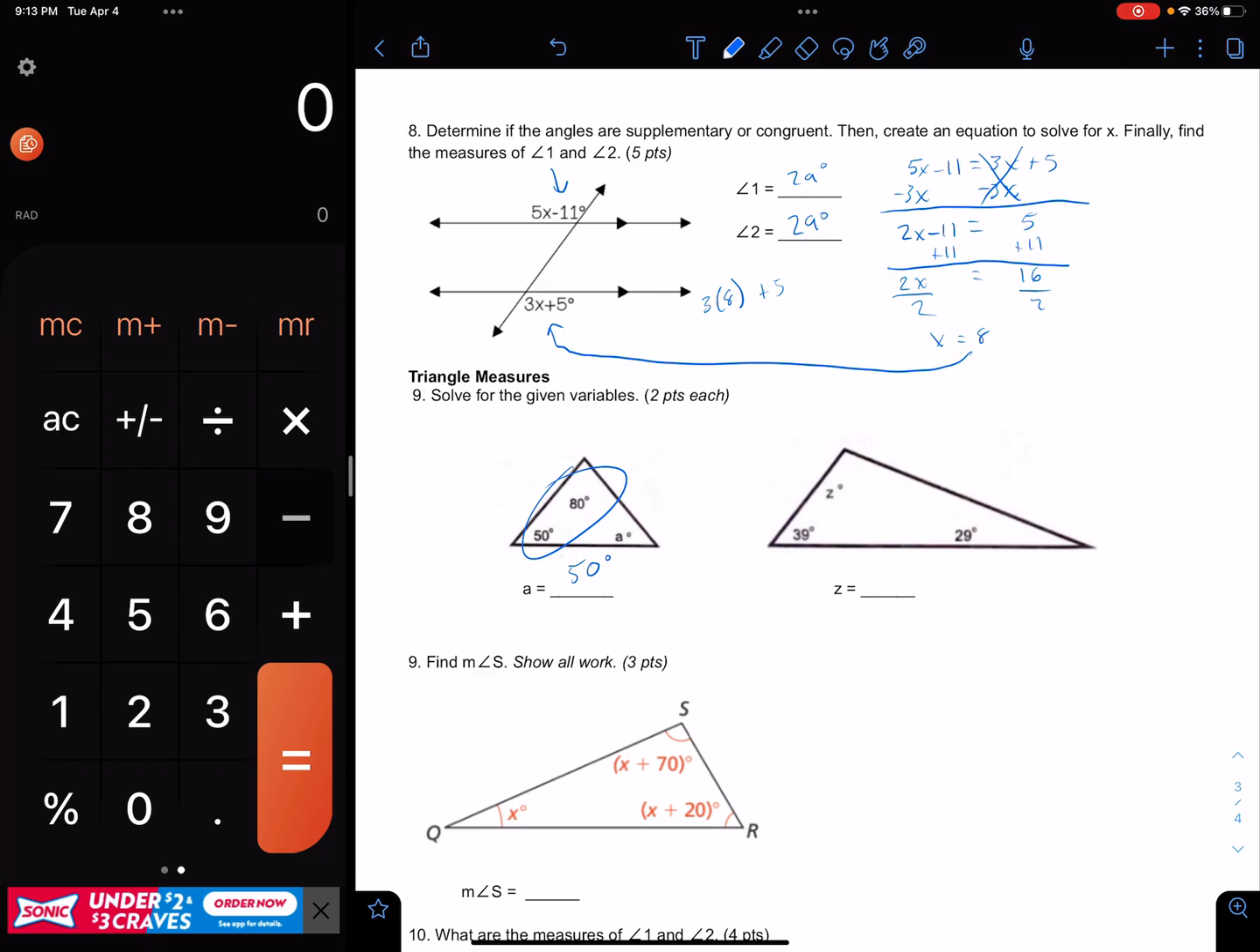Okay, the next one. I add 39. I add 29. I got 68. 180 minus 68 is equal to 112.